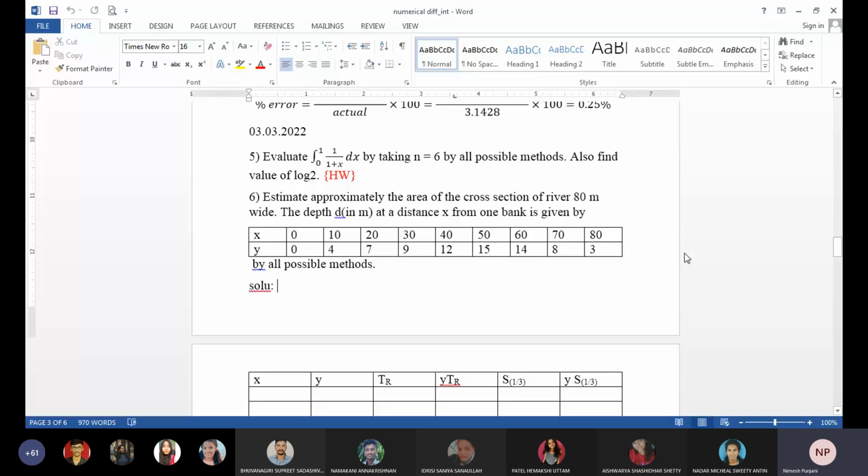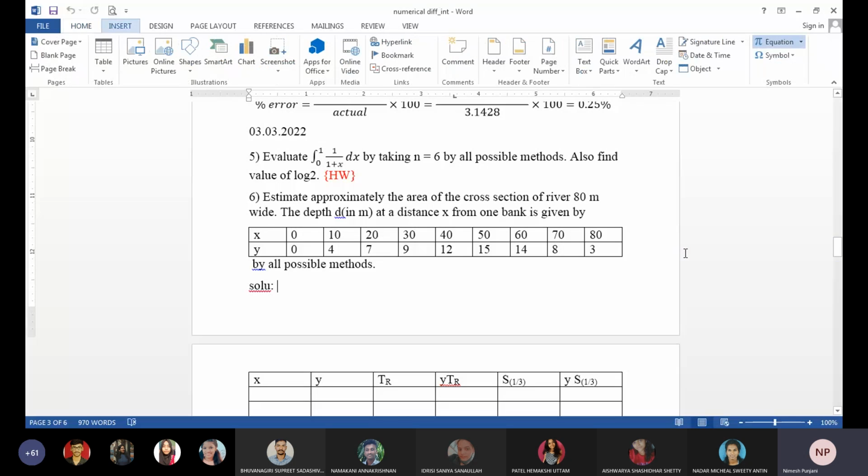So x और y का values दिया हुआ है. तो x is the distance, y is basically your depth in meters, and we have to evaluate the area of cross section by all possible methods. Okay, area of cross section by all possible methods.